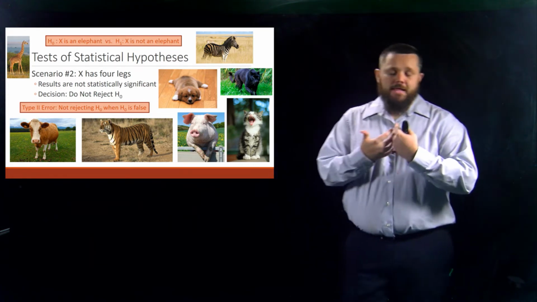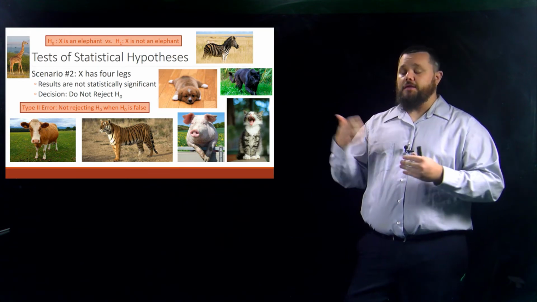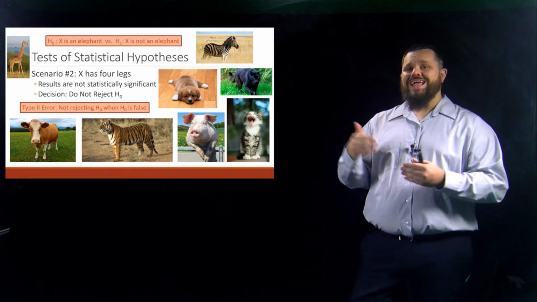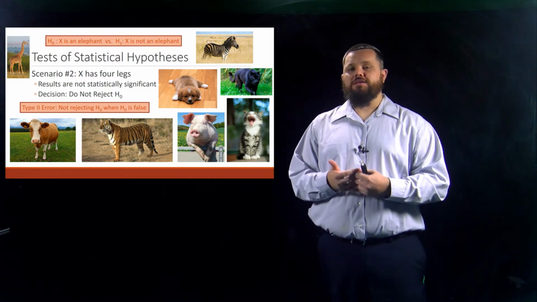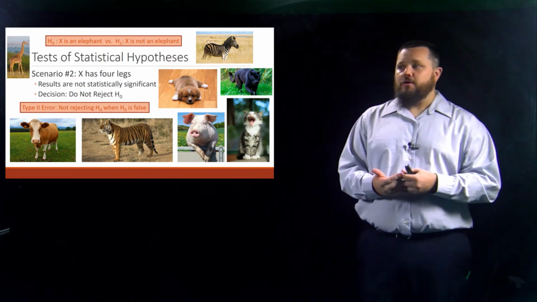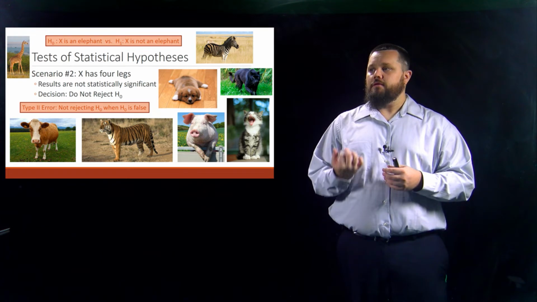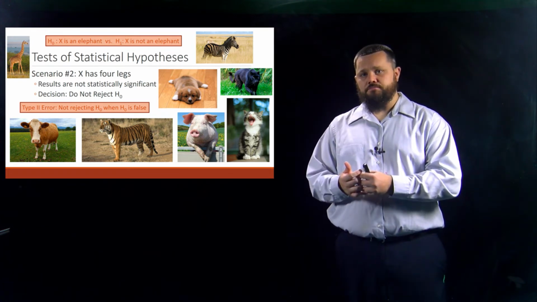So yeah, does the piece of information that X has four legs, and again, we wouldn't reject the null, does that guarantee that we made the correct decision? No. And in this case, the error that we would have made is what's known as a type 2 error. A type 2 error is when the null hypothesis is not rejected, but the null hypothesis is false.